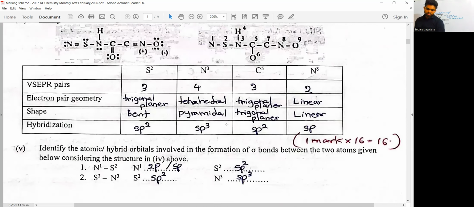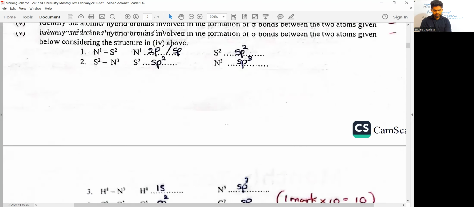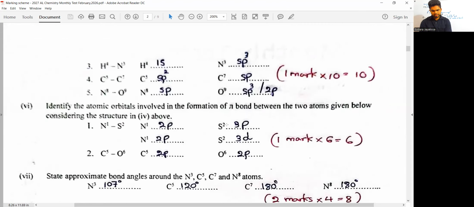Now, are they asking the same elements? No, they are not asking about sulfur. Anyway, N3 has a tetrahedral geometry, but a pyramidal shape. So if it is tetrahedral, the ideal bond angle is 109.5. And for one lone pair, you need to subtract 2.5 degrees. So after subtracting 2.5 degrees, the bond angle will be 107. Understood? So that's why for N3, I have written 107.